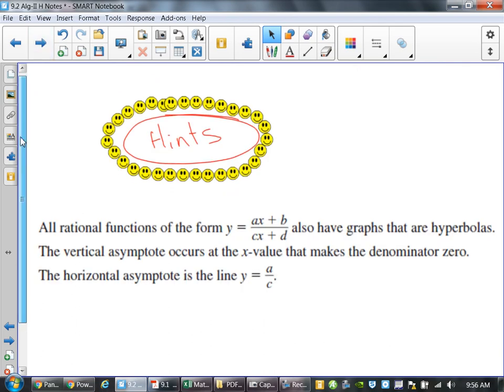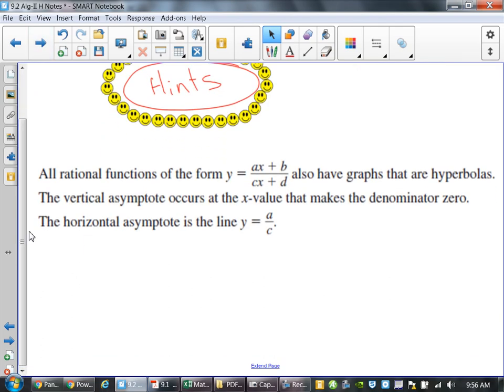So let's try a different version of it. There's another version of this as well that doesn't have that A, H, and K thrown in there. It's when it looks like this. We have a rational function that looks like y equals ax plus b over cx.